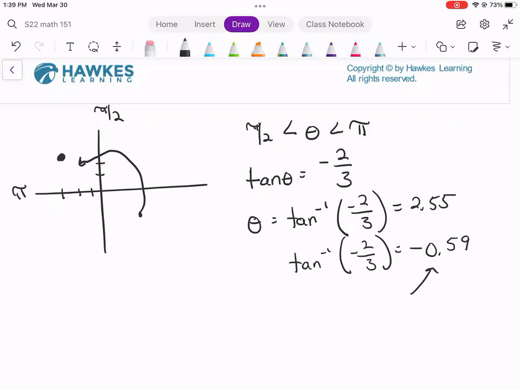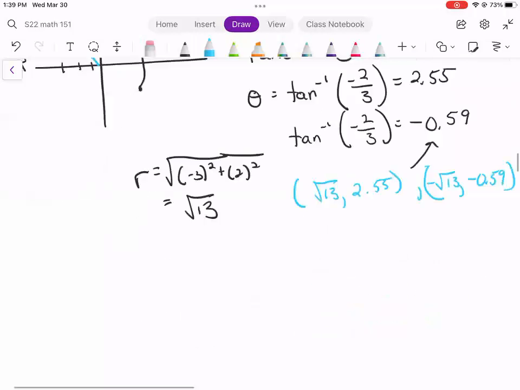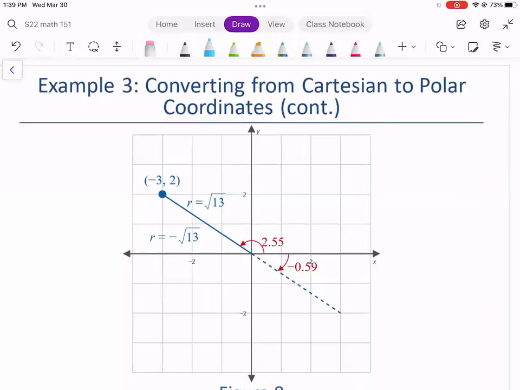In this case, to figure out our r, we're going to use negative 3 squared plus 2 squared, or x squared plus y squared, which gives us r is the square root of 13. So we can write this same point either as square root of 13, theta 2.55, or negative square root of 13, theta negative 0.59. Either puts you in the same spot right here. And here's the picture of that point.